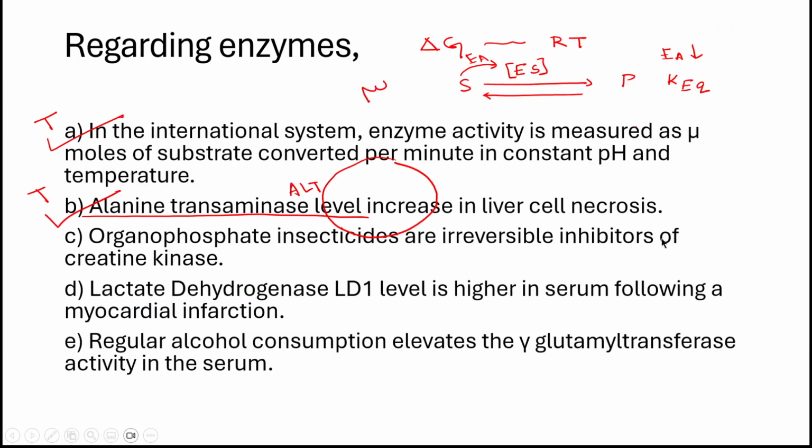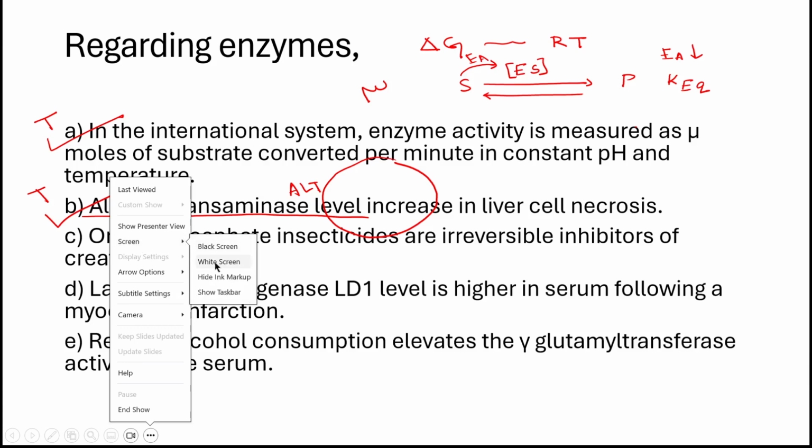Organophosphate insecticides are irreversible inhibitors of acetylcholine esterase. Now, what do we know about organophosphates? Organophosphates are seen in OP poisoning, and are found in herbicides and insecticides. The real problem associated is the fact that some people use these chemical agents as a mode of suicide. Herbicides and weedicides, insecticides.